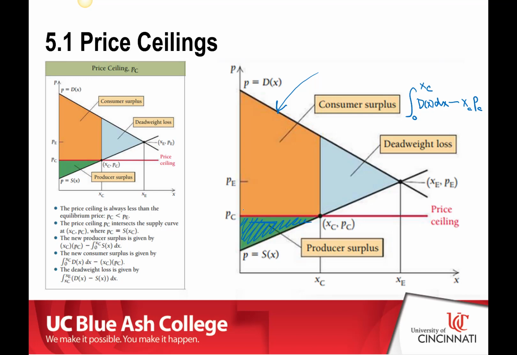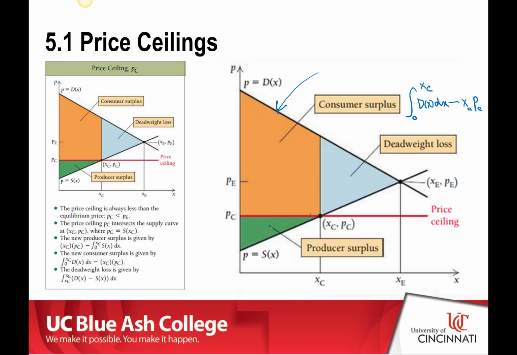This area, as above, is only going to extend over to x sub c. It's not going to go all the way over to the equilibrium quantity anymore. And what we're going to want to focus on is computing the area of this green shaded portion here. In this particular graph, it's a triangle.